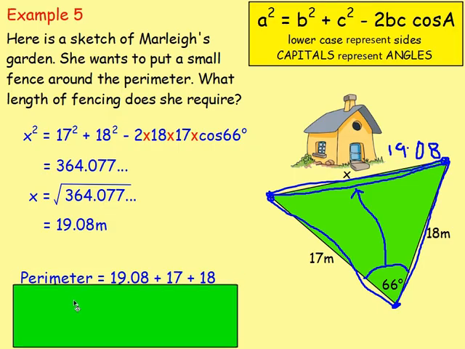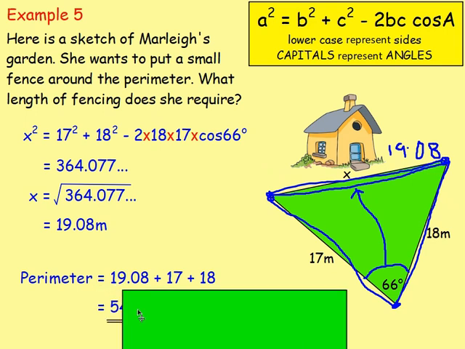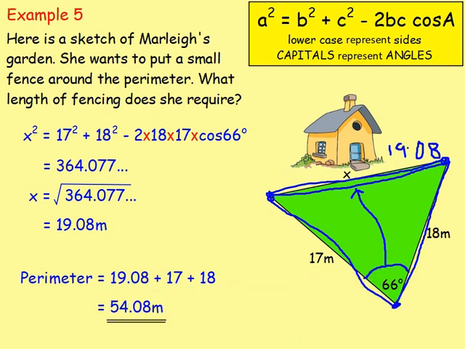You would indeed, yes. So it means the perimeter is going to be the length of all the three sides added together. And if you work that out, you end up with 54.08 meters. Woo! Well done. Nice house, Marley.